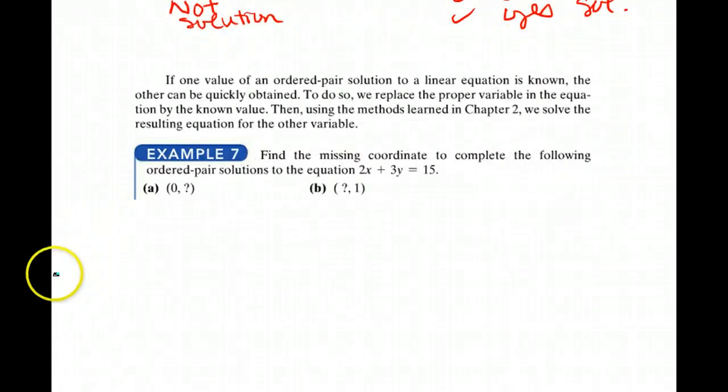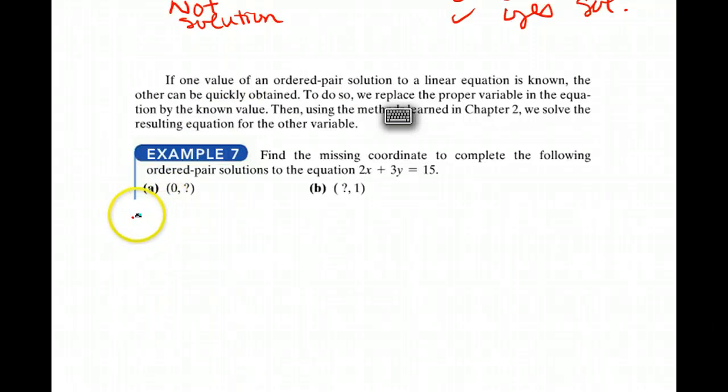Our last example type for today deals with if we know one value of an ordered pair solution to a linear equation, the other one can be quickly obtained. To do so, we would replace the proper variable in the equation by the known value, and then we would simply solve for the other variable. So let me show you what I'm talking about.